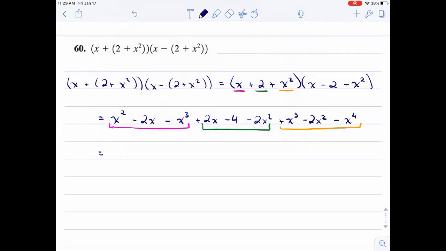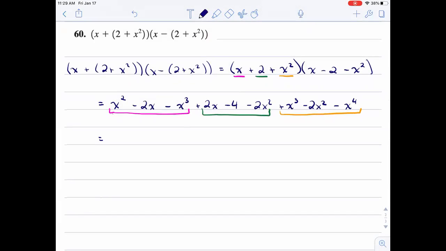Now, we can collect like terms, right? We can collect all the x squareds, all the x to the power of 3s, all the x to the power of 4s, all the constants, right? And so I'm going to rearrange them so that they're all where they're supposed to be. And usually for polynomials, this is a polynomial, right? It's a big, big polynomial because we've just got x's and constants and powers, right? So it's just a polynomial.